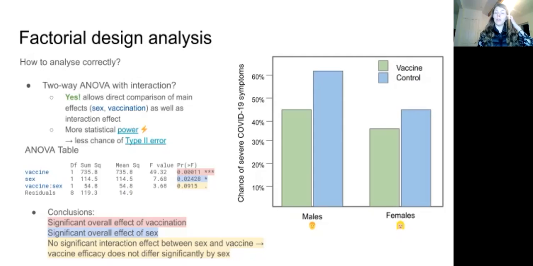Thus, we can look at our ANOVA table and conclude a few things from these data. One, there's an overall significant effect of vaccination on COVID-19 severity, which is a good thing. It means the vaccine works. There's also an overall significant effect of sex, which we might have expected a priori given what we already know about how COVID-19 affects males worse than females. But finally, we don't see a significant interaction effect between vaccination and sex, meaning that the vaccine should be expected to work as well in males and females.